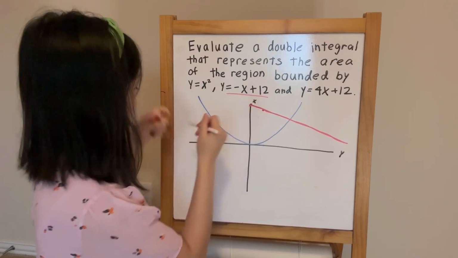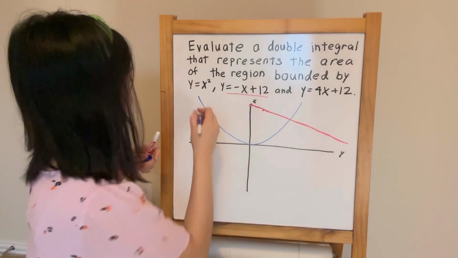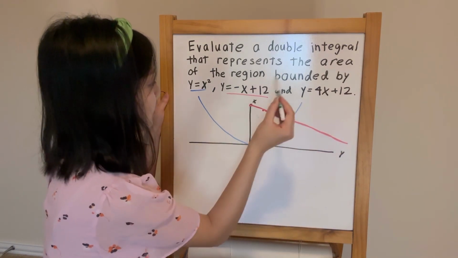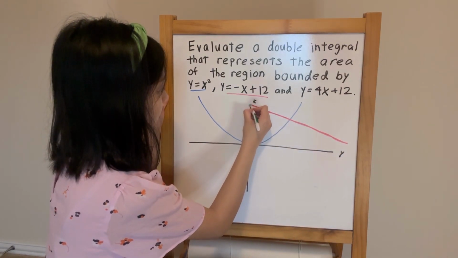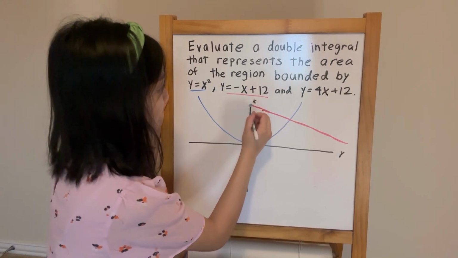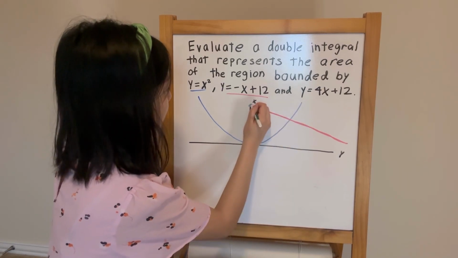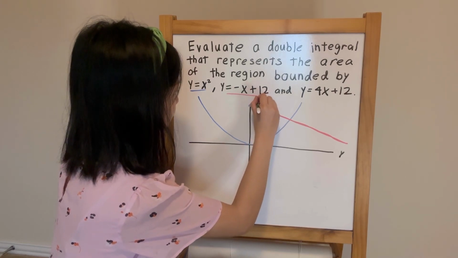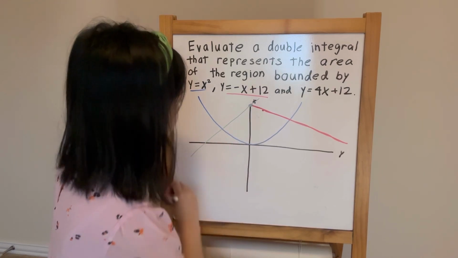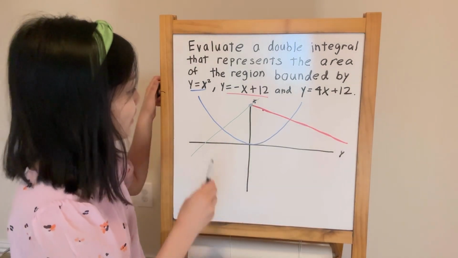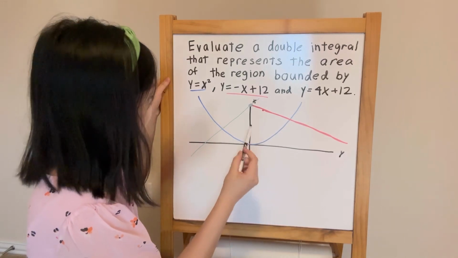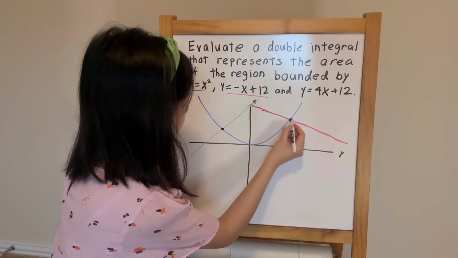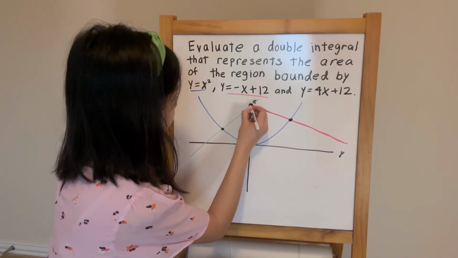So this one is the red one, and this one's the blue one. And next, we have y equals 4x plus 12. So again, we start at 12, but this time we have a steeper slope that is positive. So we draw a line that's like here. And now we can see that there are some points of intersection here. So we have this point that's intersecting, this point, and this point.